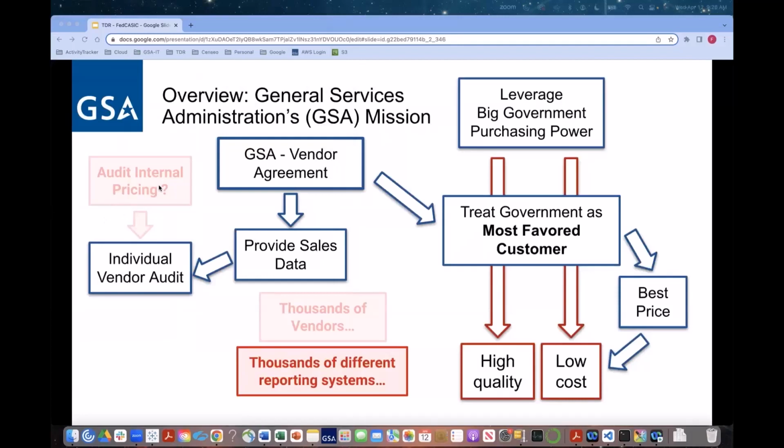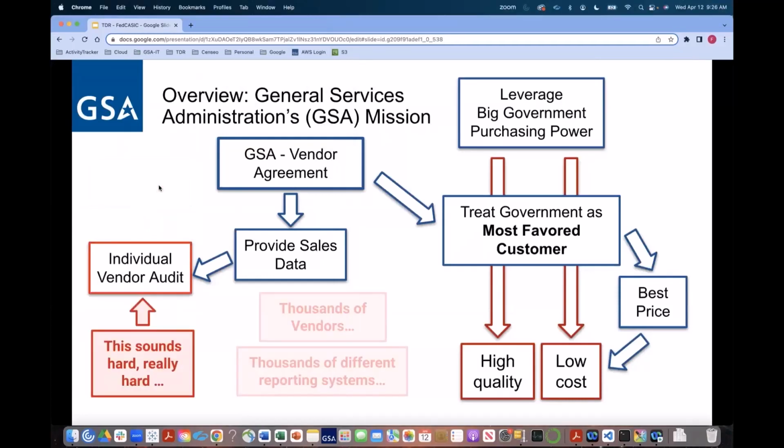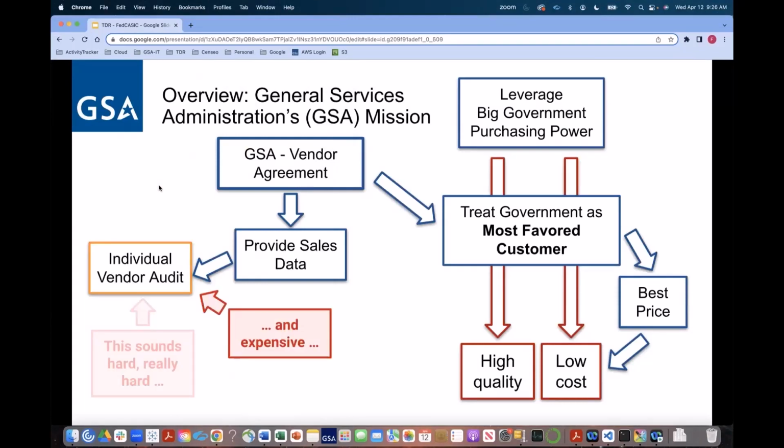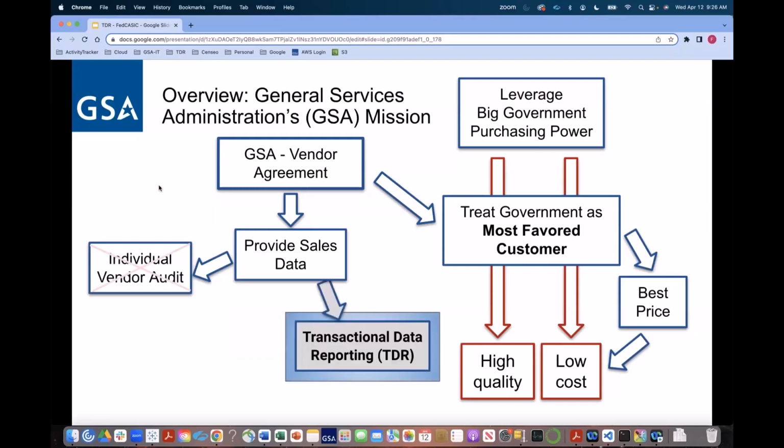Okay, let's go to the next slide. So even if we have a system in place where we can do these audits, we don't have enough manpower to audit every single transaction or every single contract. So we're just basically skimming the tip of the iceberg when that happens. So maybe we can try something else.